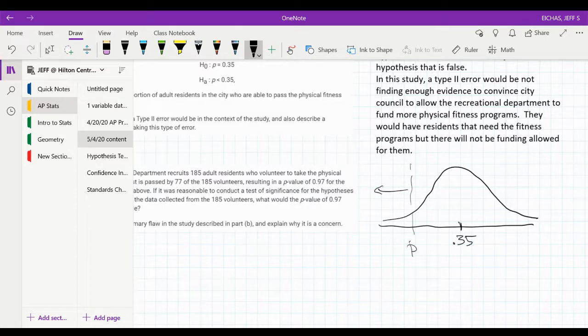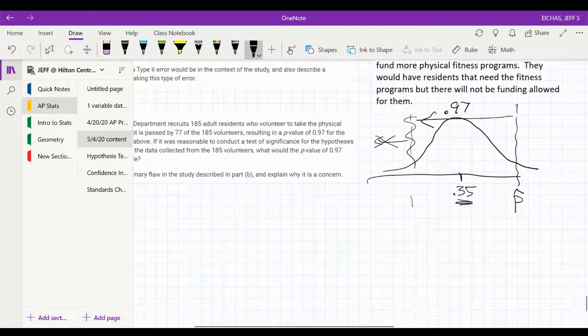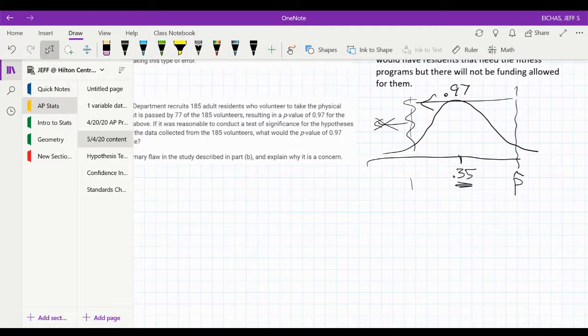they were hoping p hat would come out low so they could get a lot of evidence that it was lower than 35%. What happened, in fact, was their statistic came out over here. This is where their p hat was. So 77 out of 185 is going to be over here. Now, when you do that, what you have is a 0.97. So the p-value is 0.97. Type out what that means. You get some points for interpreting that.